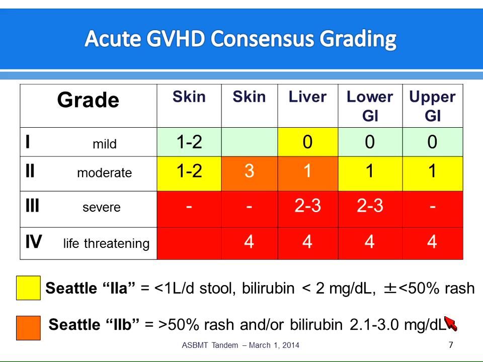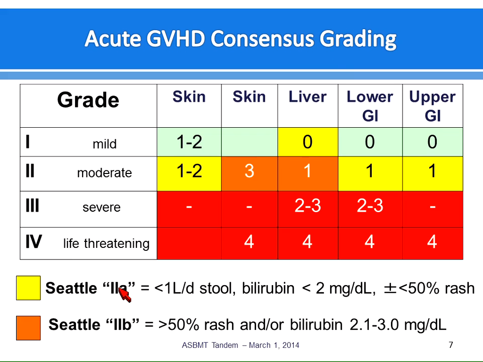So we put together the Arabic staging numbers to get a Roman numeral total overall grade, and this is the consensus grading. And I've color-coded this because in Seattle we've made it more complicated. It's not just 1, 2, 3, 4. And why do we get more complicated? Well, we believe there's clinical relevance to sorting out a particular category of grade 2 GVHD into 2A and 2B.